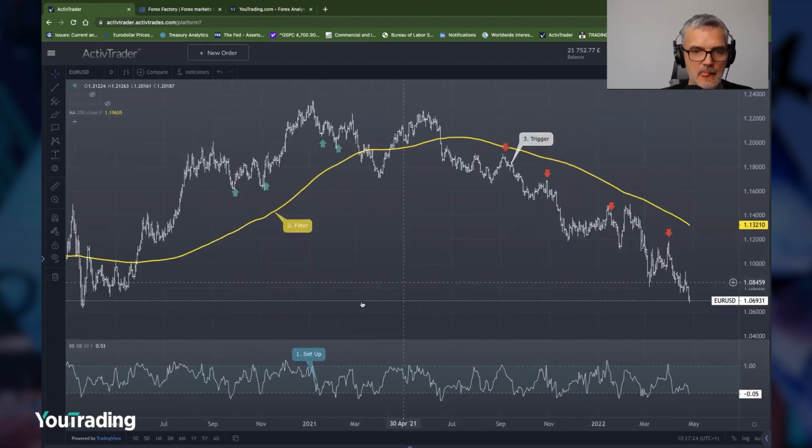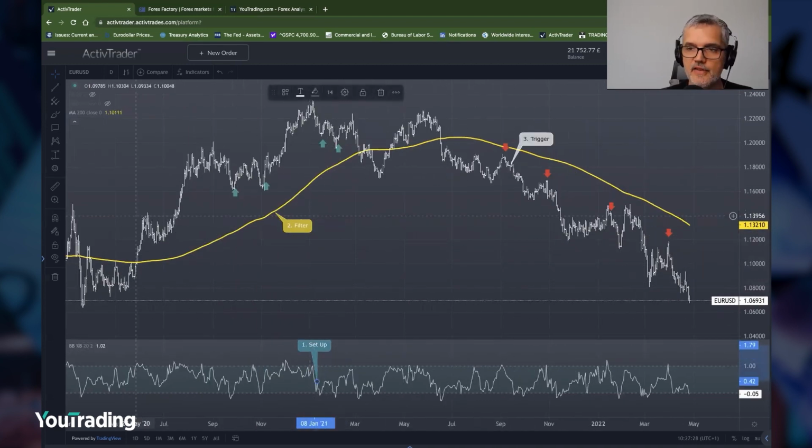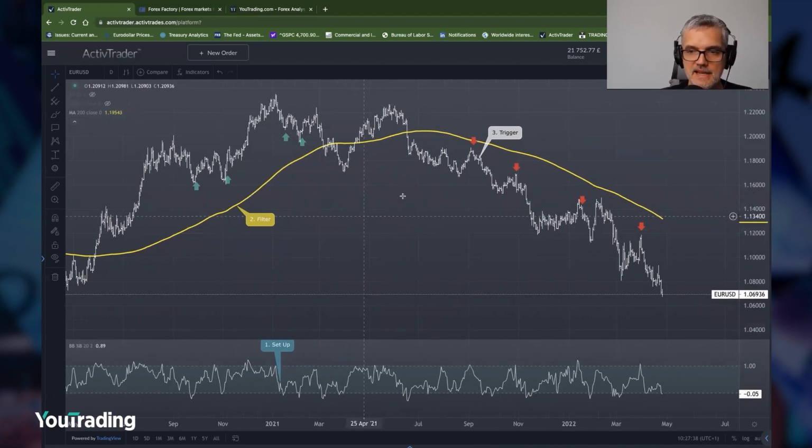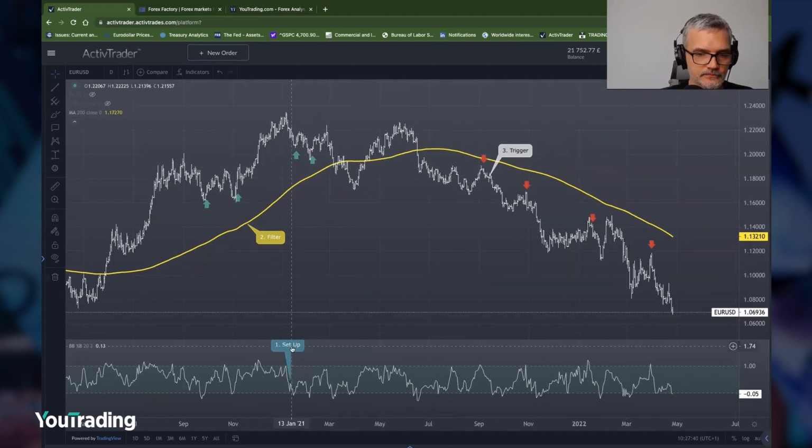So that's the way we get a setup, look for a signal, and then filter out any trades that we don't want to take. Obviously, the trades and signals I've just deleted may have been good mean reversion trades, so you might develop a second strategy on the back of this.